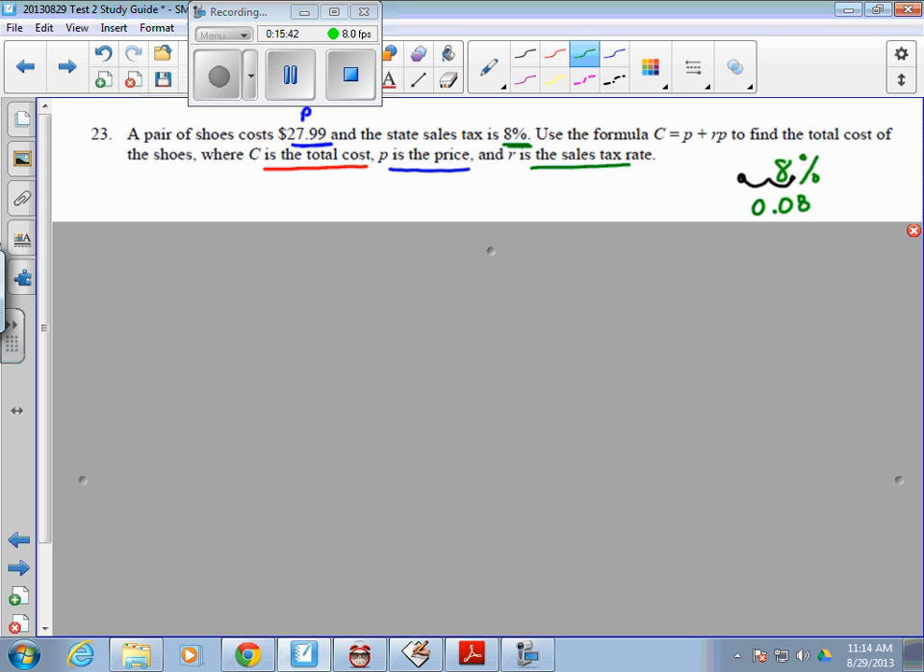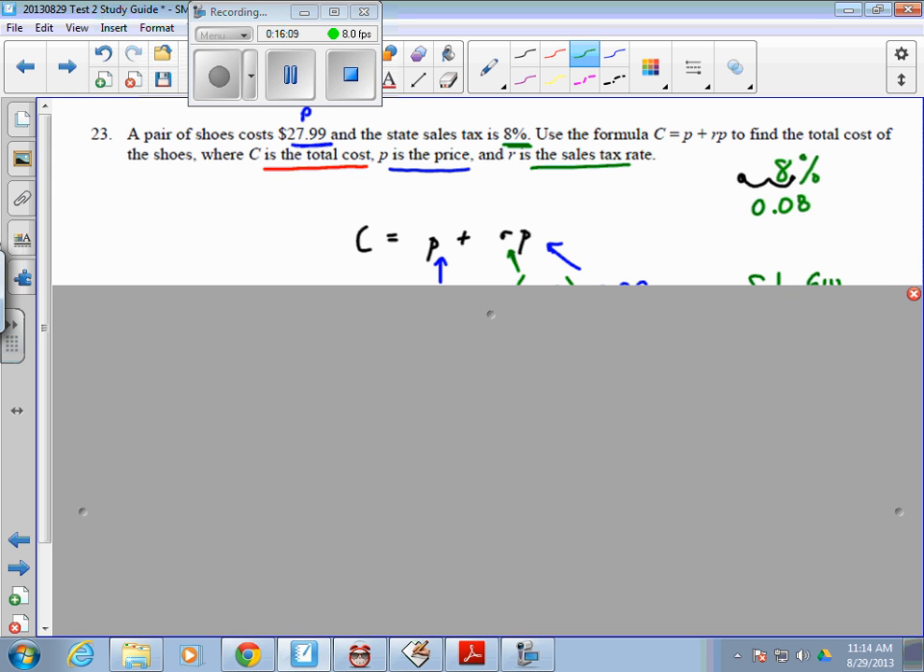23 says a pair of shoes costs $27.99. State sales tax is 8%. Use the formula C equals P plus RP to find the total cost of shoes, where C is the total cost, P is the price, and R is the sales tax rate. 8%, remember, you multiply by 8%, but you never multiply by a percentage. You have to change it to a decimal. You move the decimal over 2 times, it becomes 0.08.